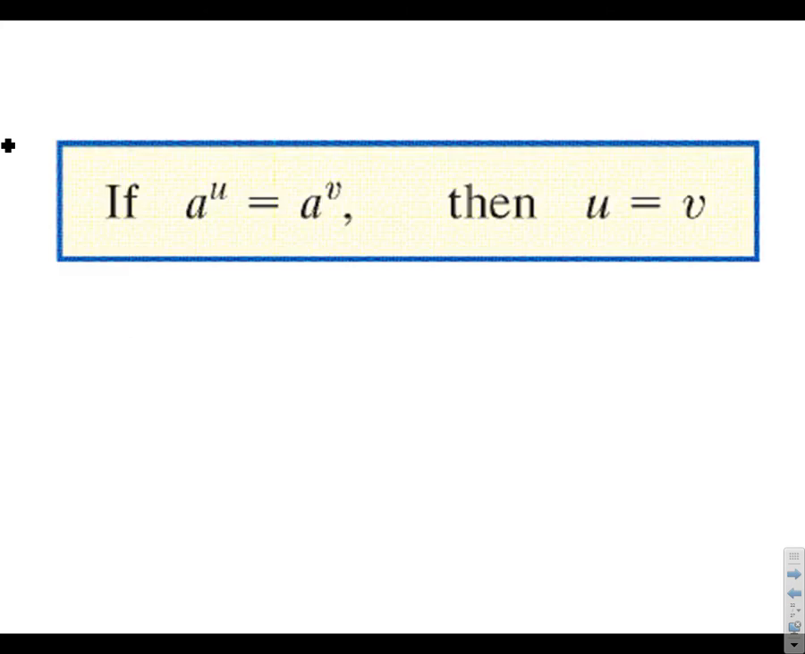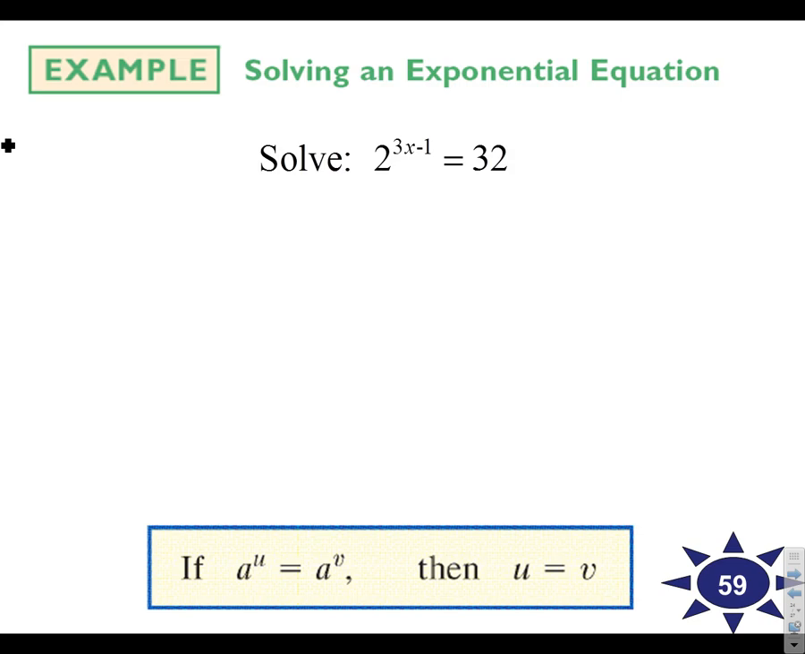Here's the key here. If the bases are the same, then you can make the powers equal to each other. In this problem, we don't have equal bases, but we could if we recognize 32 is 2 to the 2, 4, 8, 16, 32, fifth power. Now we get to cancel out the 2's and say 3x minus 1 is equal to 5. 3x is equal to 6, x is equal to 2.